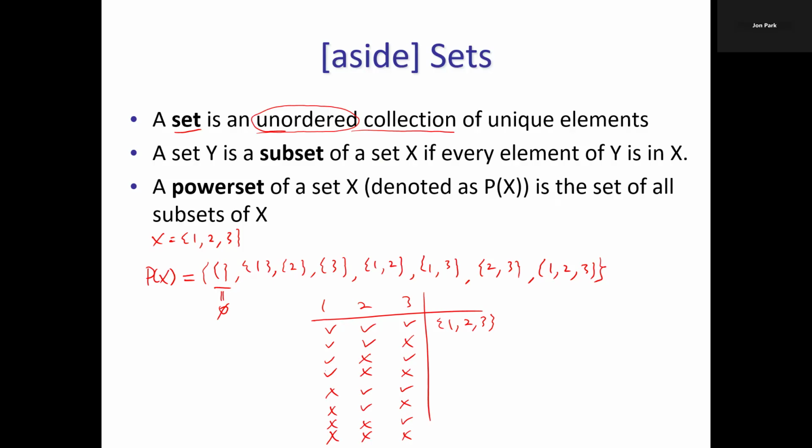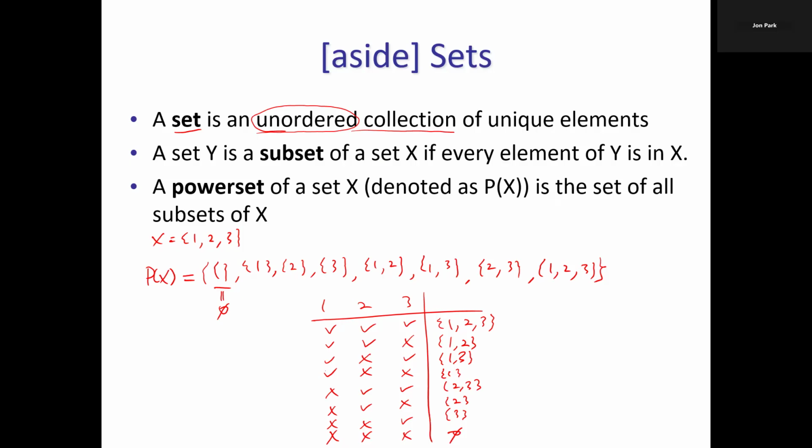The second row would be the subset 1, 2. The third would be 1, 3. Fourth would be just 1. Fifth would be 2, 3. 2, 3, and then the empty set. Okay.